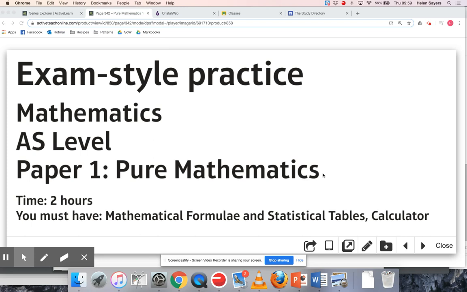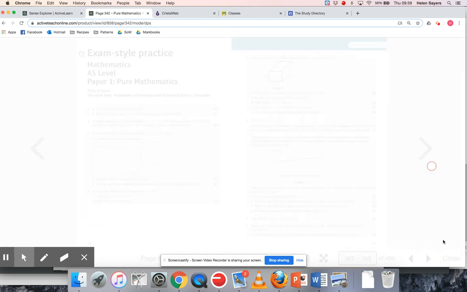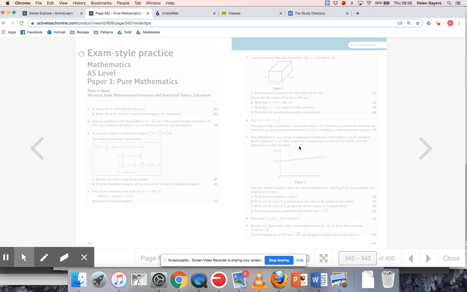Okay, so we're looking at the practice paper from the first year textbook, and I think we're on question 6. Right, here we go. Okay, we're on question 6.